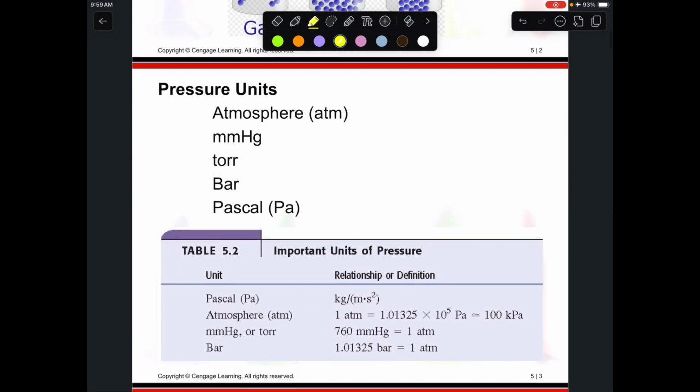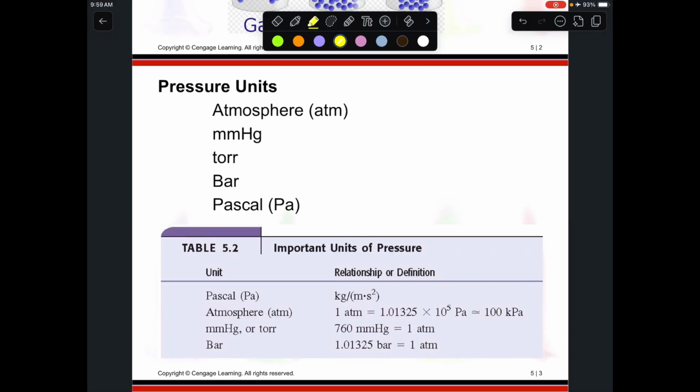Now, there's many different units of pressure. Some units of pressure that we're going to use very often are atmosphere, and this mmHg is millimeters of mercury. We're going to be using torr often. We don't oftentimes use bar, but you may see that in a problem. And then Pa, capital P, little a, is Pascal.